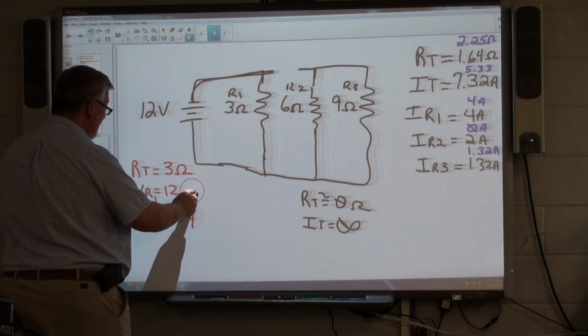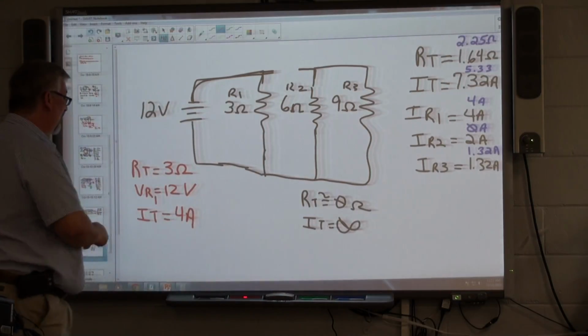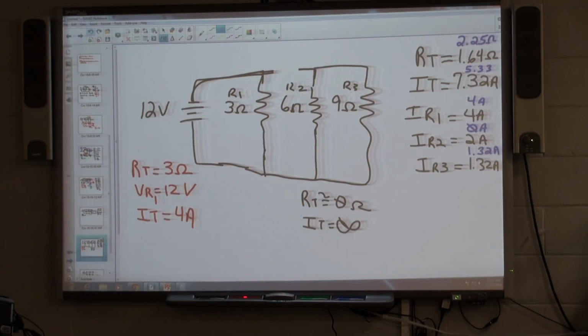Man, these symbols are killing me today, aren't they? Thank you. Yeah, we're back to a simple series circuit.